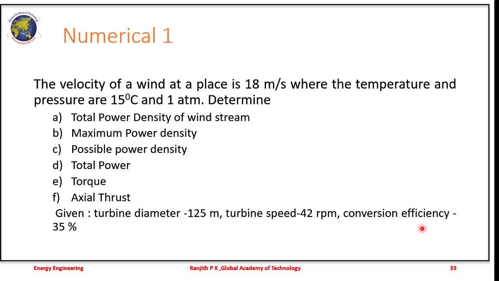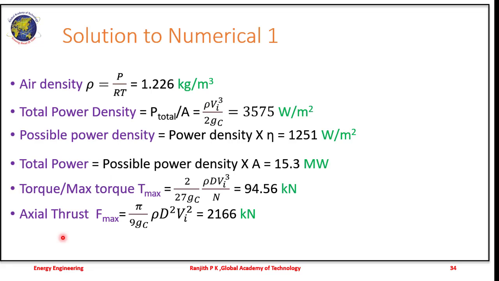There is a wind velocity at a place of 18 meters per second, and the temperature and pressure are given. We need to determine the total power density, the maximum power density, and the possible power density, along with evaluating the total power, torque, and the axial thrust. Further, the data given is turbine diameter is 125 meter and turbine speed is 42 rpm, and the conversion efficiency is 35%. So we look at how do we solve this.